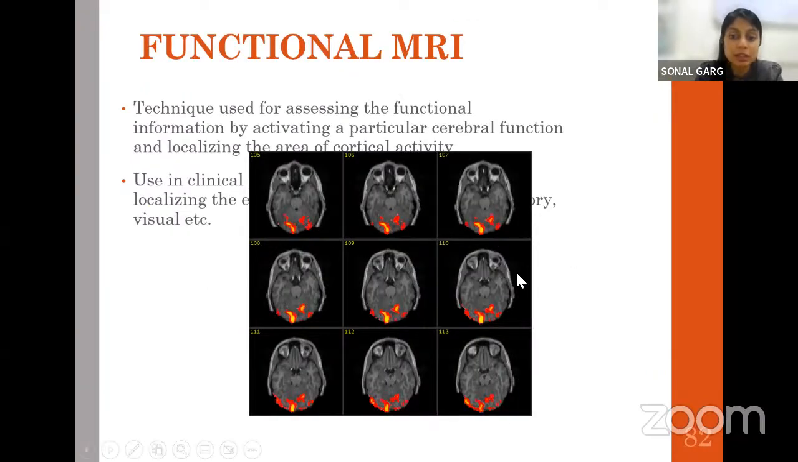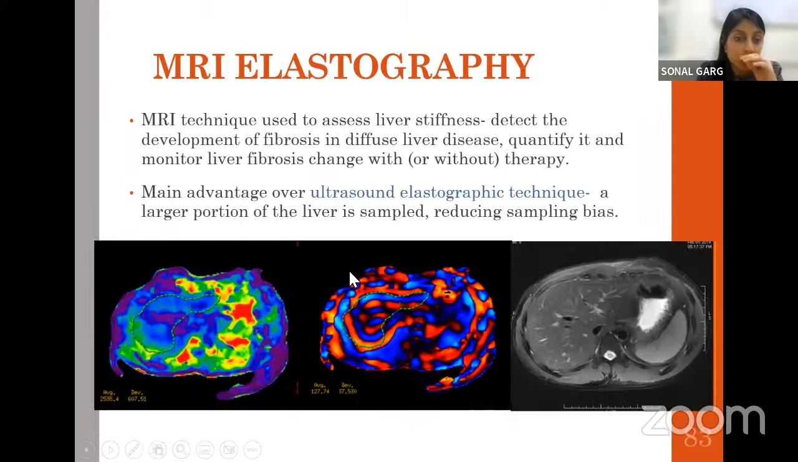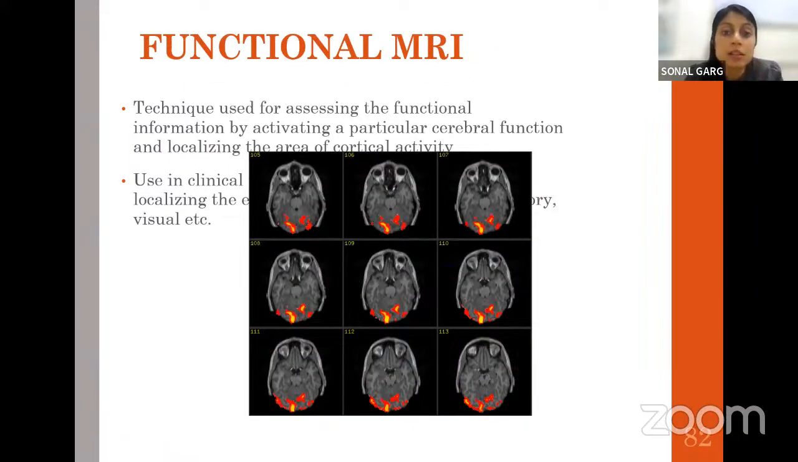Now, this is the next imaging technique, which is a functional MRI, where we localize a cerebral function by seeing the area of cortical activity. So if anybody can see this image and tell me what part we have localized over here, what do you think we activated? I'll give you four options: motor cortex, visual cortex, sensory cortex, or speech. Yes, I think Dr. Jagruti has given the right answer. Yeah, so we have activated the visual cortex.